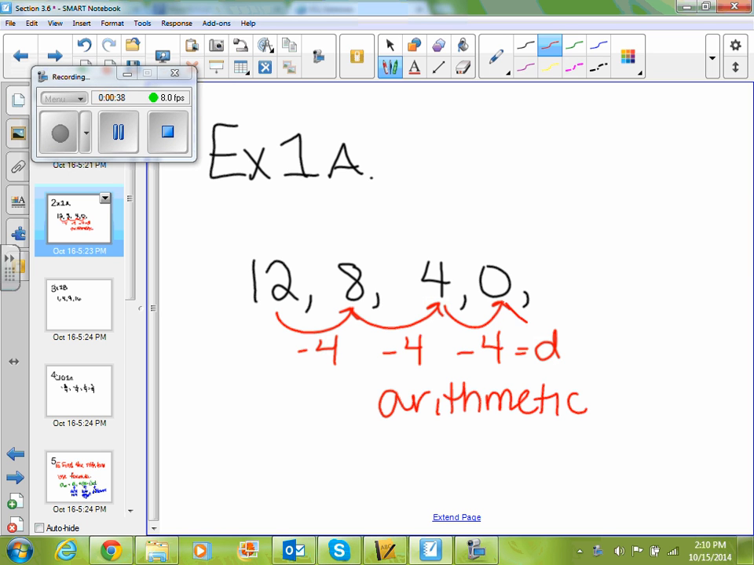And we're going to find our next 3 terms. Minus 4. Negative 8, negative 12. So those are our next 3 terms.